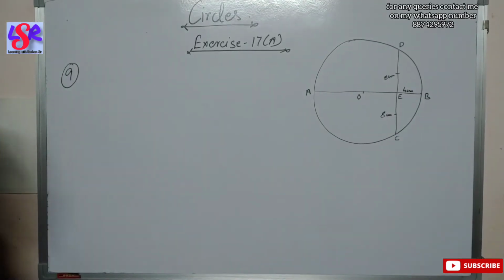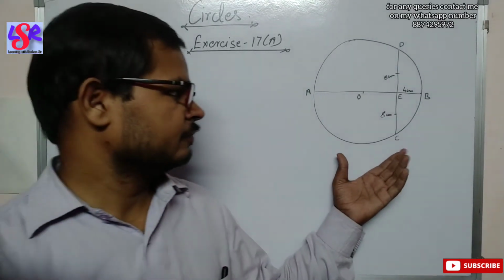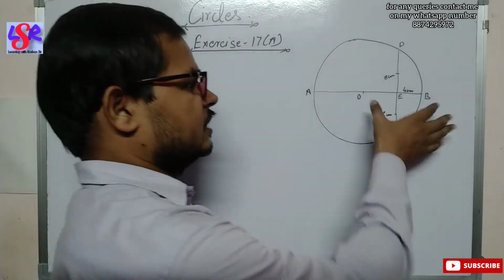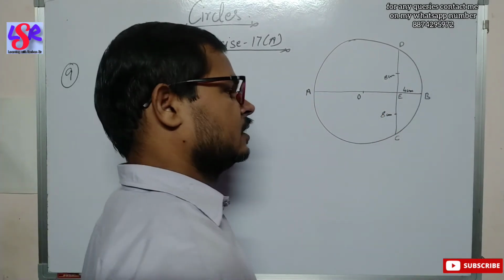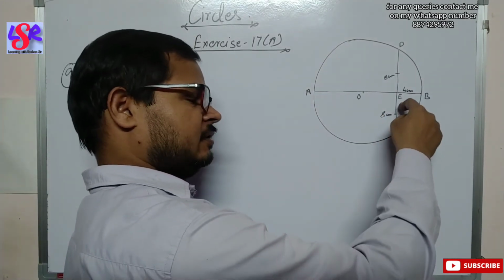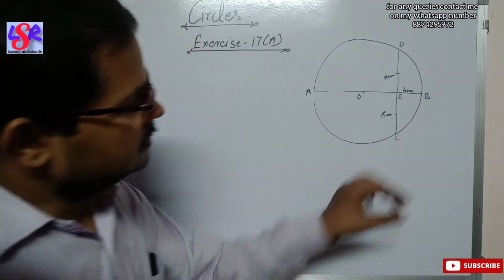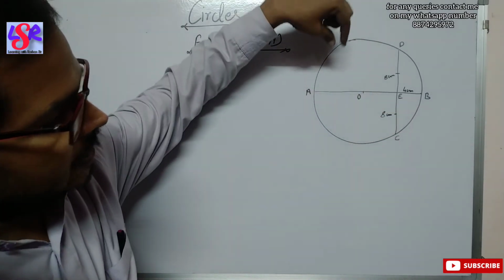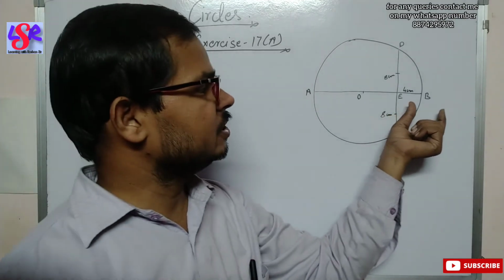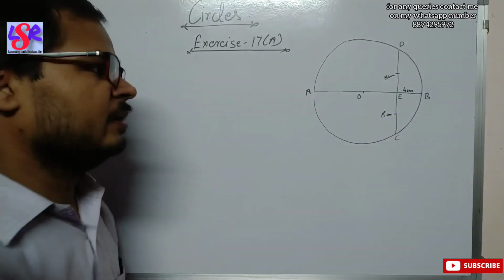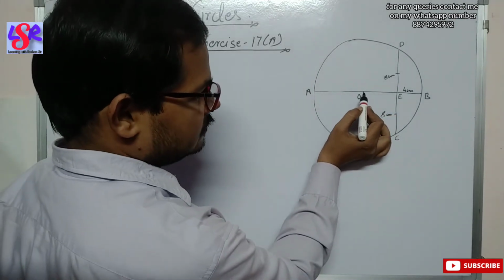Now let's move to question number 9. Here we have this figure in which AB is a diameter and there is a chord CD which is bisected at the point E. The lengths of CE and ED are given as 8 centimeter, and the length of EB is given as 4 centimeter, and we have to find the length of this radius.